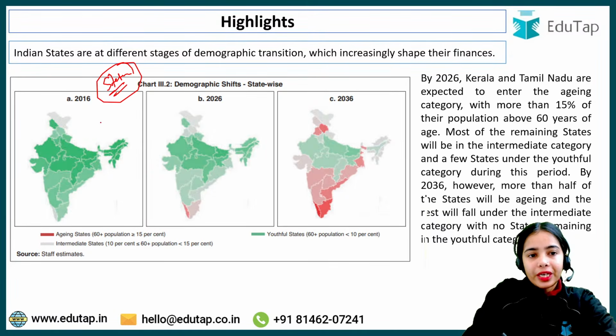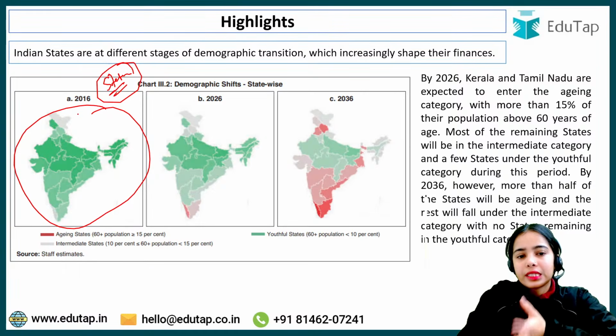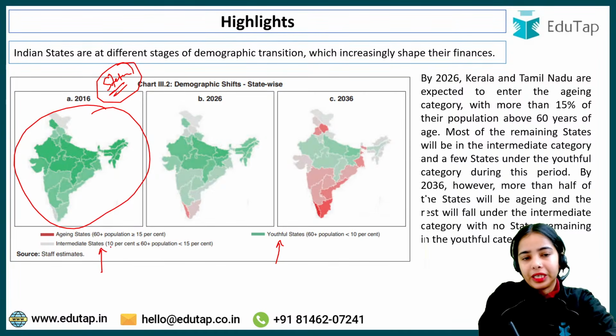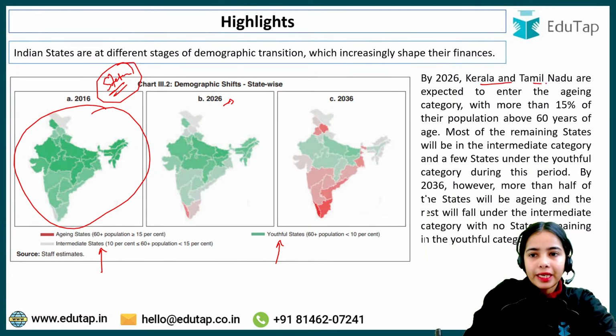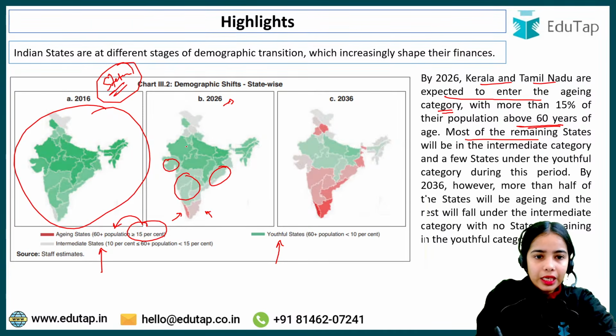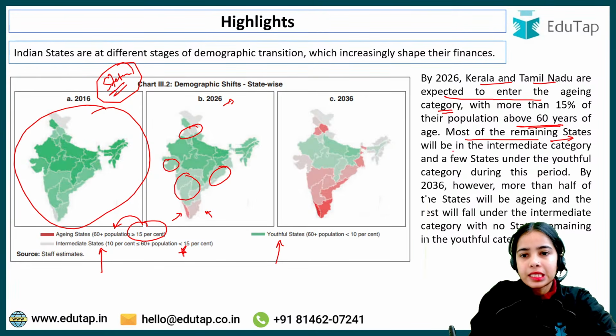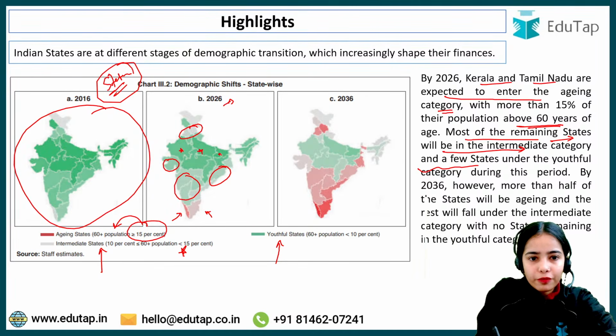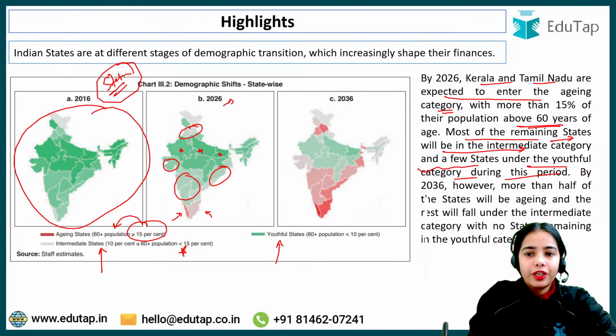Chalo. Now here you can see that in 2016 all the states were in the category of youthful or intermediate states, but by 2026 Kerala and Tamil Nadu are expected to enter the aging category with more than 15% of the population above 60 years of age. Most of the remaining states are in the light green or white category. That means they are in the intermediate category. So most of the remaining states will be in the intermediate category, and a few dark green states, the youthful category, you can see during this period.